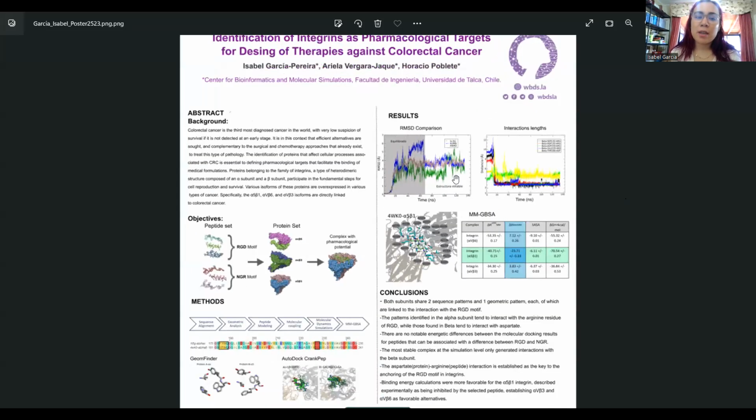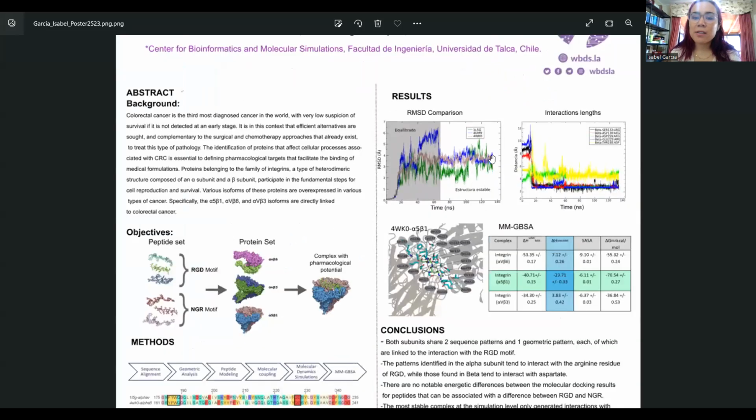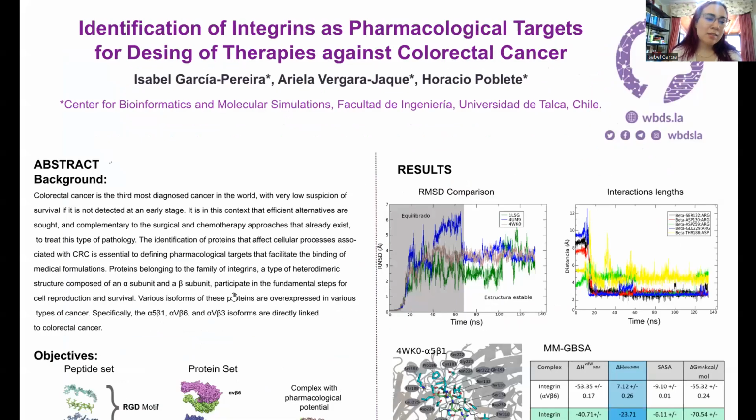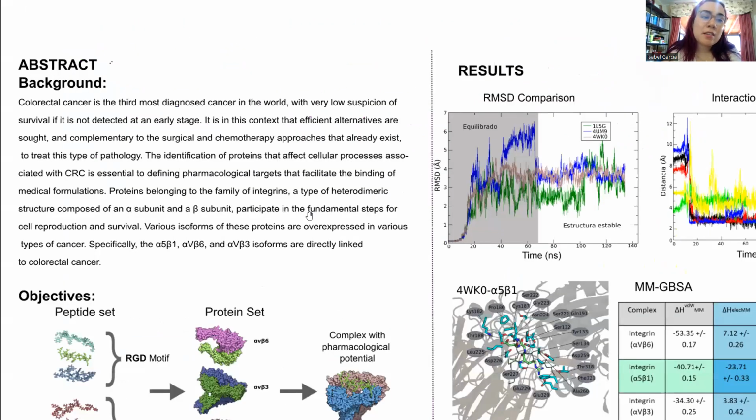This research was made at the Center for Bioinformatics and Molecular Simulations at the University of Talca. As a background, colorectal cancer is the third most diagnosed cancer in the world, with very low chance of survival if it is not detected at an early stage. In this context, there is a really big necessity to find alternatives that are complementary to surgical and chemotherapy approaches that already exist.